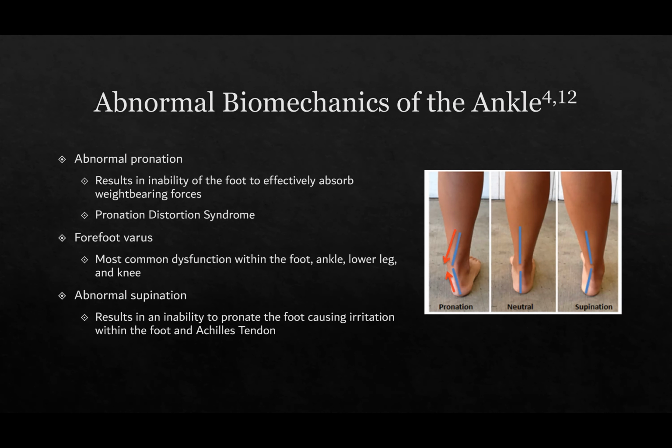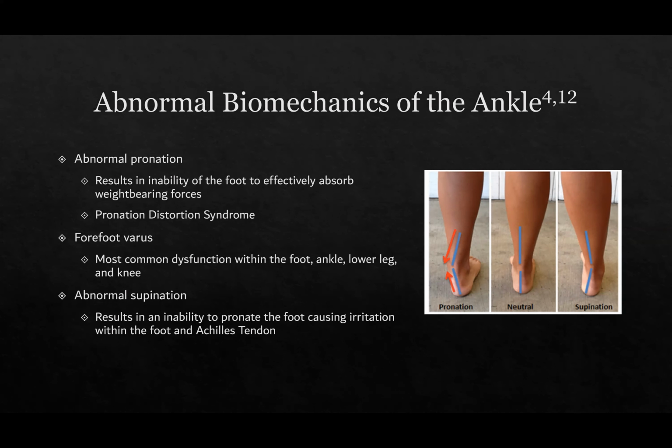Some examples of abnormal ankle mechanics or dysfunction that also include foot posturing include abnormal pronation, which results in an inability of the foot to effectively absorb weight-bearing forces. This is also considered pronation distortion syndrome, which is when the foot excessively pronates and the arch collapses inward. This causes the knee to produce a valgus movement, resulting in an inappropriate amount of stress at the knee.